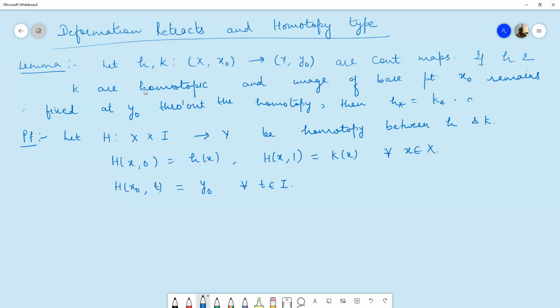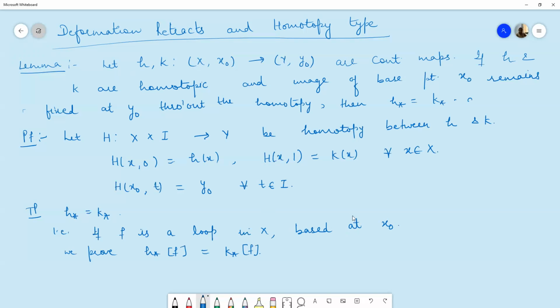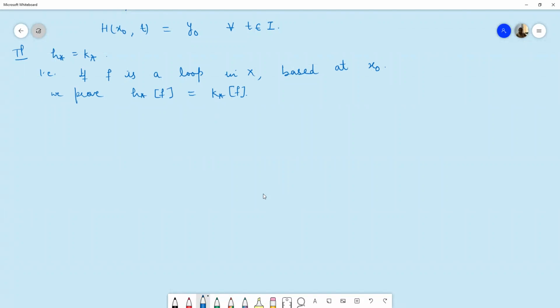Now if we want to prove H star and K star are equal, we want to prove that if f is any loop in space X based at x naught, because we know the domain of H star and K star is the fundamental group of the space X based at x naught. So if f is a loop in X based at x naught, then we have to prove that H star of the homotopy class of f is equal to K star of the homotopy class of f. That means we want to prove that the homotopy class of H circle f equals the homotopy class of K circle f, which means H circle f and K circle f are path homotopic to each other.